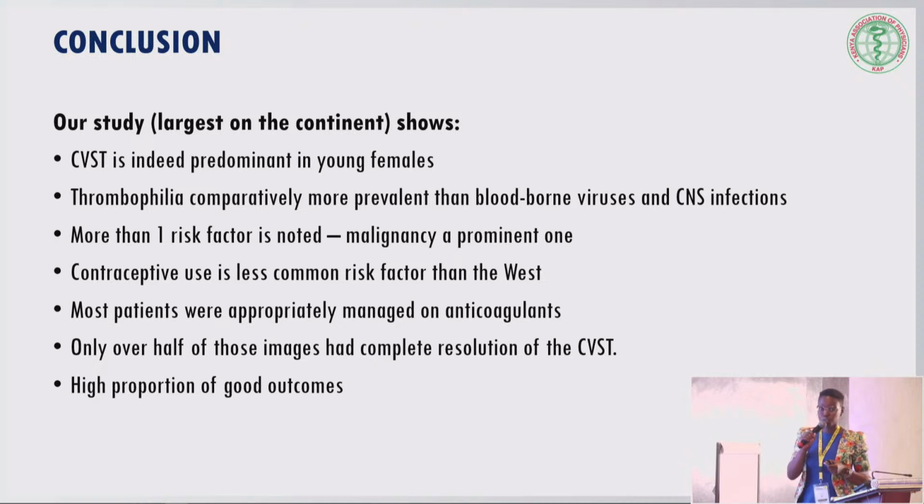So in conclusion, again, we showed CVST is predominantly in young females, and thrombophilia is actually more in our population than the blood-borne viruses and CNS infections. You have more than one risk factor. Kindly screen for more, and please screen the patients at high risk for malignancies because it confers a worse outcome. Contraceptive use is not that significant in our population compared to the West, and most of our patients were appropriately managed with only half of those with complete resolution of the CVST. And of significance is that we had a high proportion of good outcomes.